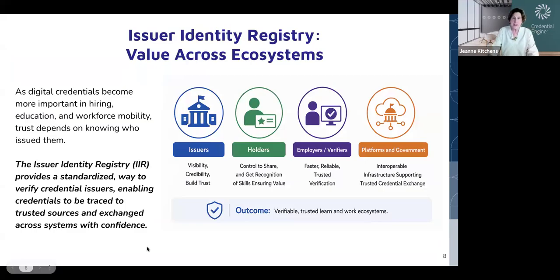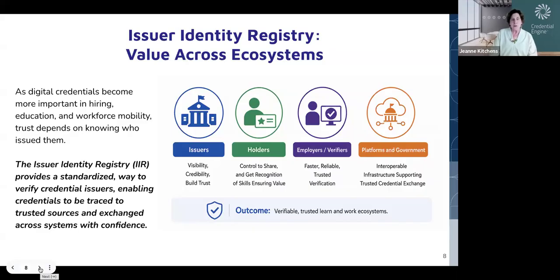So what is key here is that we are seeing more and more issuance of LERs, or digital verifiable credentials. And it is essential that across ecosystems, learn, work, government ecosystems, we are adding value and making sure that everyone is benefiting from the issuance of these credentials. And so we're going to be focused on the role of the Issuer Identity Registry in that, and building trust in these ecosystems, and why we need to do that.